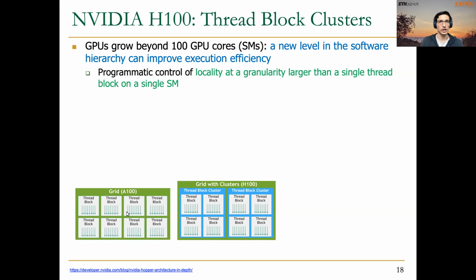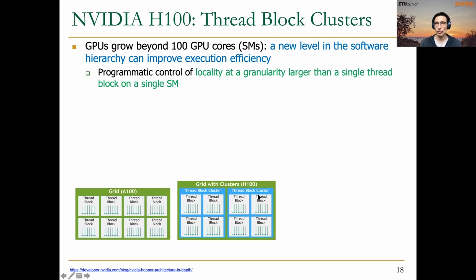Remember that in the traditional GPU programming model that we have been explaining in the beginning of today's lecture and in our previous lecture, we have threads, we have thread blocks, and the total number of threads and thread blocks represents the grid. This is the typical software hierarchy and software organization that we have seen in all NVIDIA GPUs until the A100 GPU. The novelty in the H100 is that they add this new level in the software hierarchy that is called the thread block cluster.